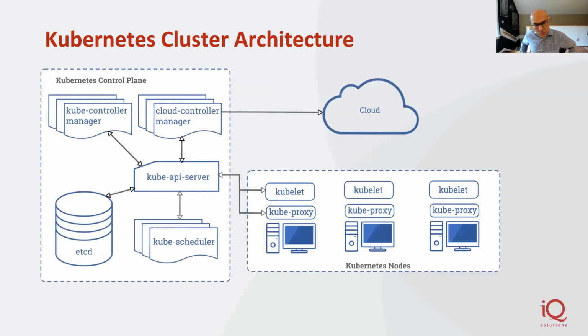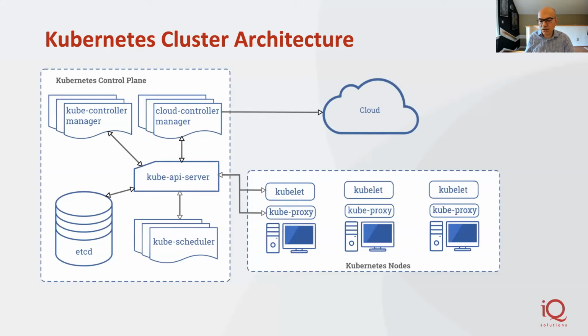A typical Kubernetes cluster is what it really looks like. On the left-hand side, you see the control plane, also called the master. Kubernetes stores everything in a database called etcd, and everything around Kubernetes is API based, so it's all central to this API server. These are some of the components of a Kubernetes cluster. On the right-hand side, you see the nodes.